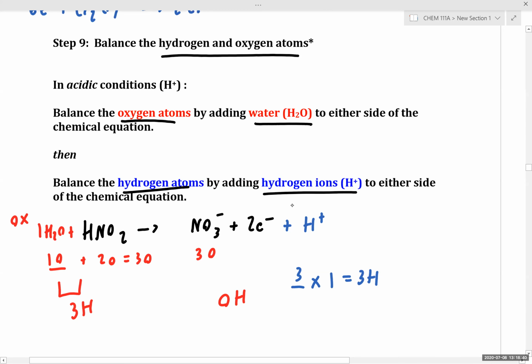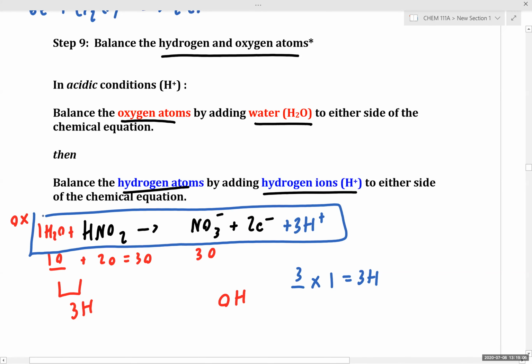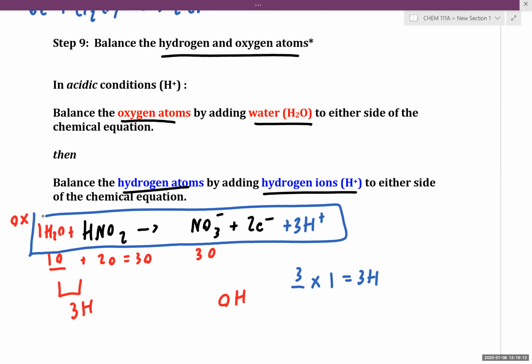Okay, so just to recap what we did, we counted the number of oxygen atoms. We noticed there were 2 oxygen atoms on the left, 3 on the right. We needed 1 more oxygen atom on the left, so we added a water molecule to the left. Then we counted hydrogen. We noticed we had 3 hydrogens total on the left, 0 on the right, so we added 3 H+. So this equation is now balanced with respect to atoms. This is our complete oxidation half reaction.